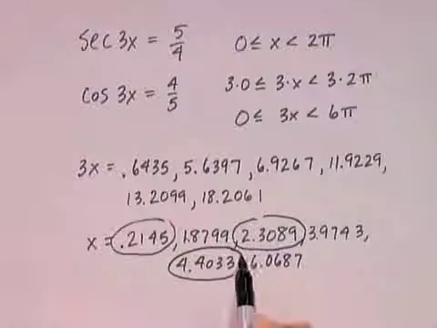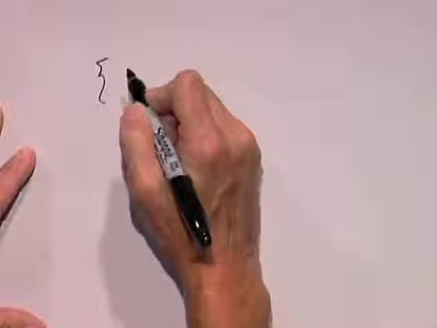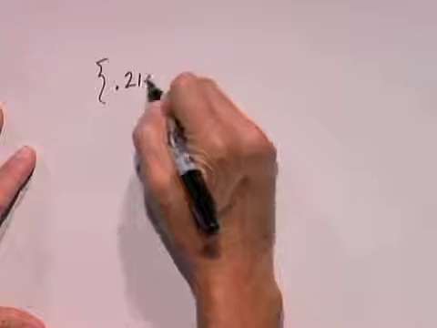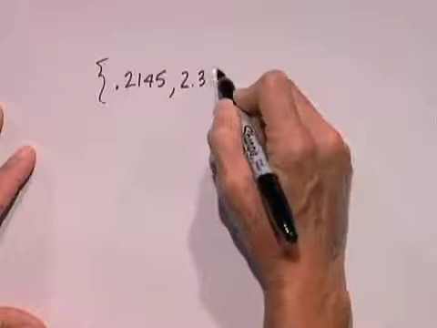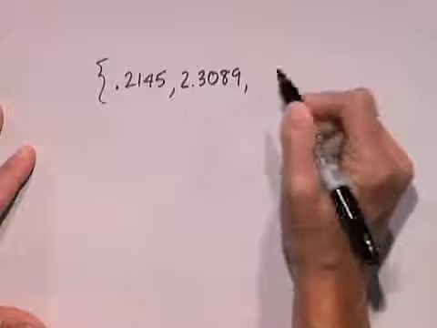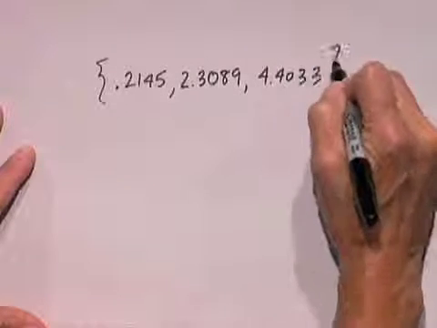Let's summarize our solutions to this particular equation. The solution set is 0.2145. It also contains 2.3089, and it contains 4.4033.